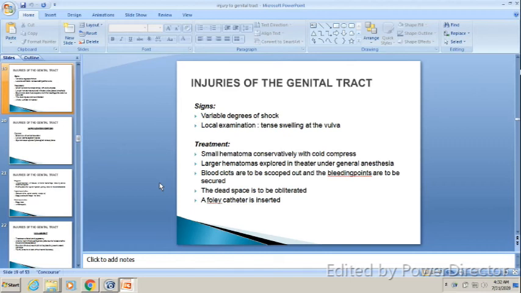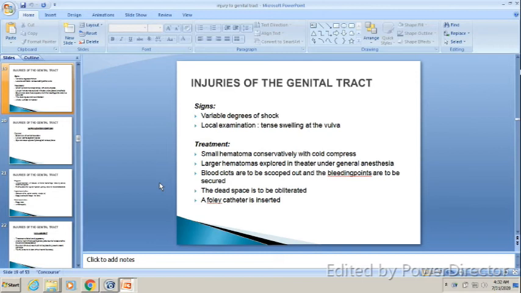What are the signs? Variable degree of shock. If the hematoma is big enough, then it causes shock. Local examination: tense swelling at the vulva. Treatment: small hematoma is treated conservatively with cold compress. Larger hematomas are explored in theatre under general anesthesia. Blood clots are scooped out and the bleeding points are secured. The dead space is obliterated and a Foley's catheter is inserted.